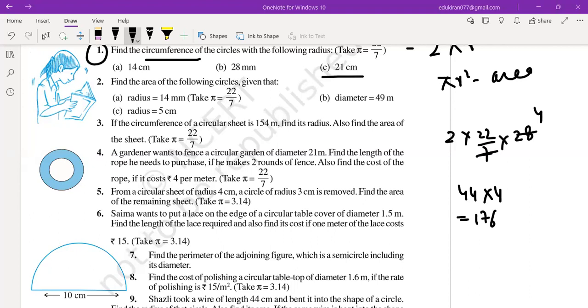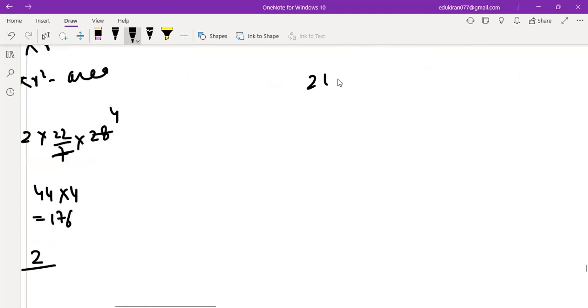Ma'am, sorry, ma'am. I got 1388.2. No, Chakrika, what happened? See, 21 was the radius, right? Yes, ma'am. So what is the formula? 2 pi r?